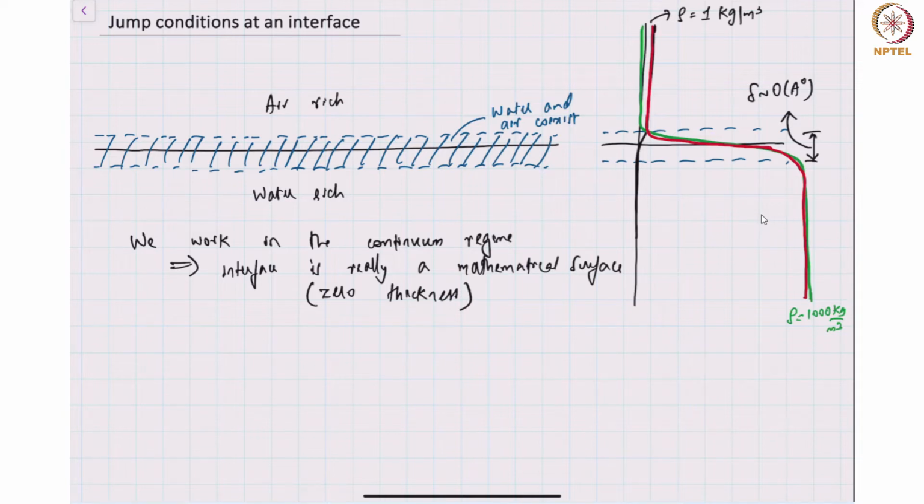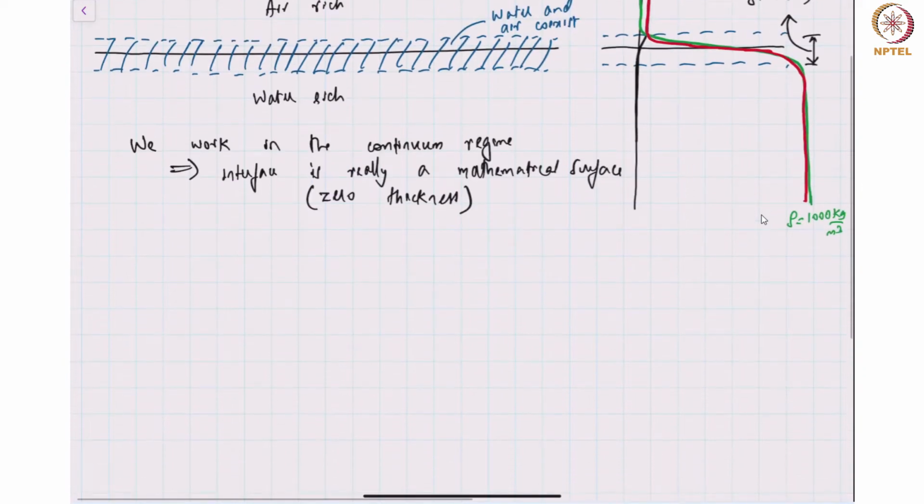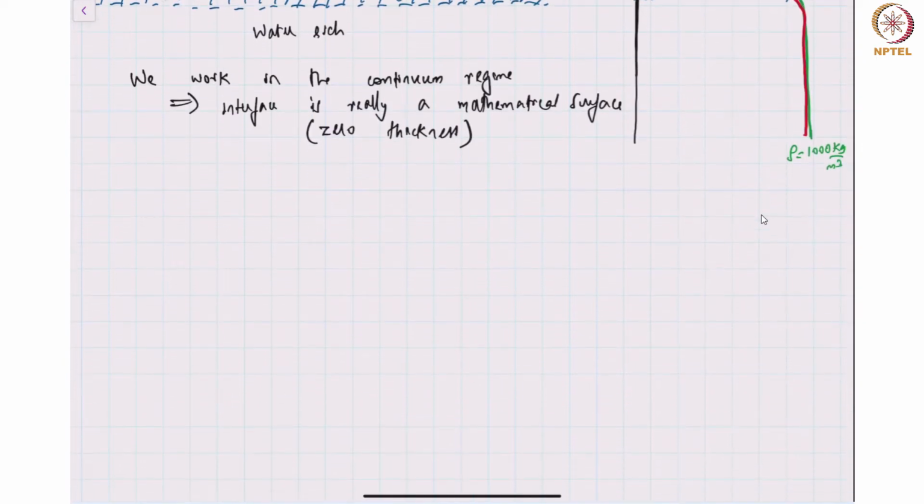Now, can I use this picture that I've painted for you, where there is a water-rich region, an air-rich region, and a region where water and air coexist? Can I use this framework to derive the jump conditions at an interface? The answer is indeed yes. So let's start with an interface which is actually not a mathematically zero thickness surface, but a region of finite thickness. I'll just consider a small interface here, some arbitrary surface.